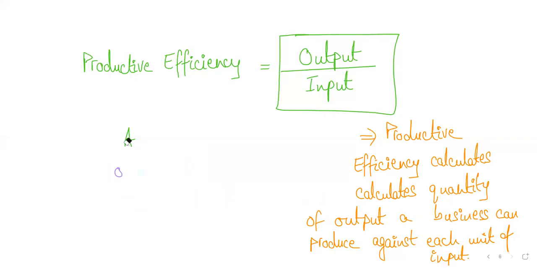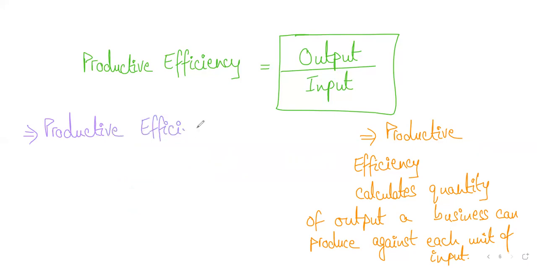So the definition of productive efficiency that we've written so far is: productive efficiency calculates the quantity of output a business can produce against each unit of input. So what it basically means is that productive efficiency will be achieved when you are maximizing your output from each unit of input. Productive efficiency is achieved when a business is maximizing its output from each unit of input. Is this making sense?